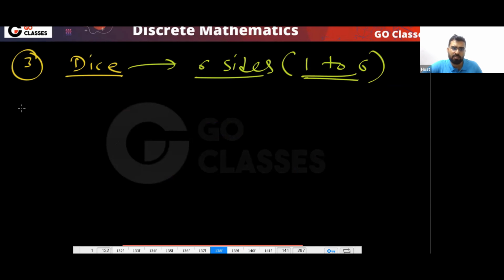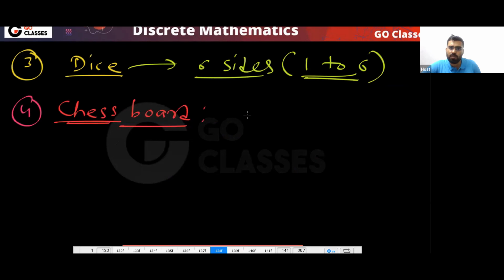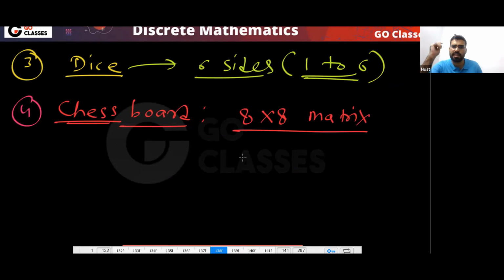Next, the next game you should understand is chess. You should know about the chess board. On a chess board, normally by default, this is an 8 by 8 matrix.